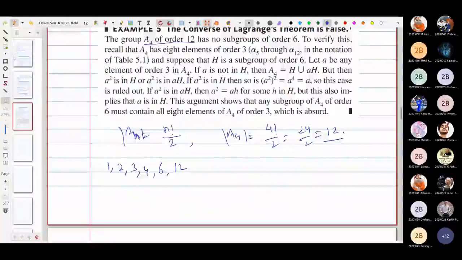But in this example they are claiming that A4 cannot have a subgroup of order 6. So we mean to say that the order of a subgroup divides the order of the group, but corresponding to each divisor we cannot necessarily have a subgroup. Corresponding to every divisor, it is not necessary that there is a subgroup. Fine.